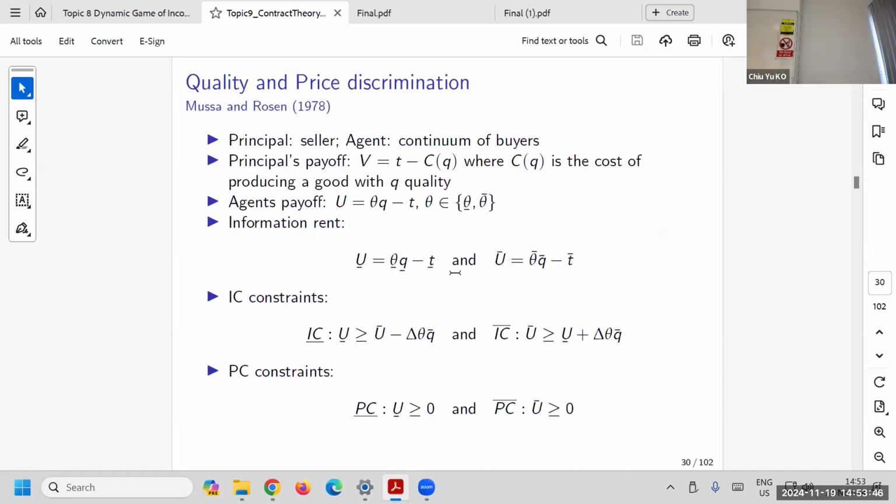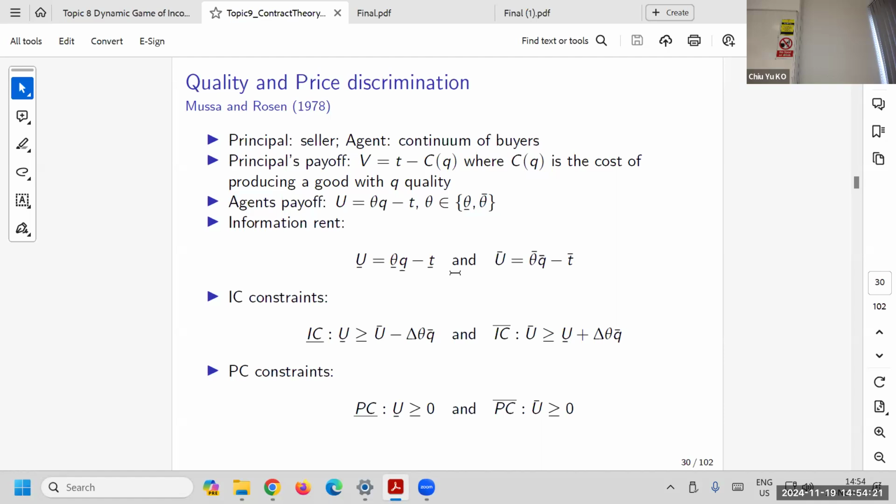So you can also have a similar idea. You change from quantity to quality. Now the principal's payoff is no longer C times Q, but Q is a function of C, and Q is the quality here. Of course, we made the agent's payoff linear in Q. The only thing we don't know is theta. The firm doesn't know the taste of the customer, whether they like good quality that much or not.